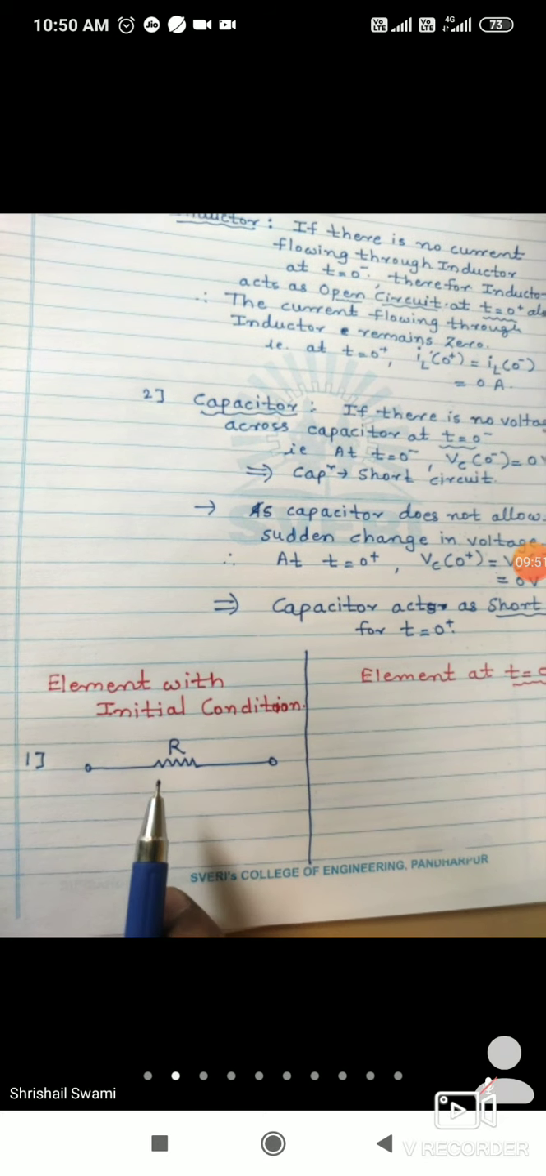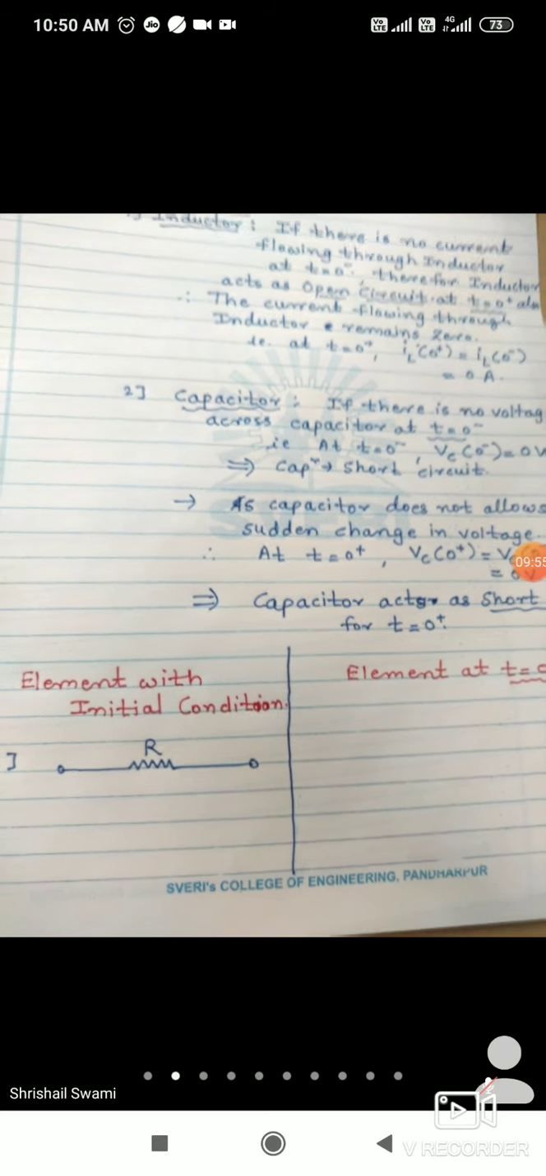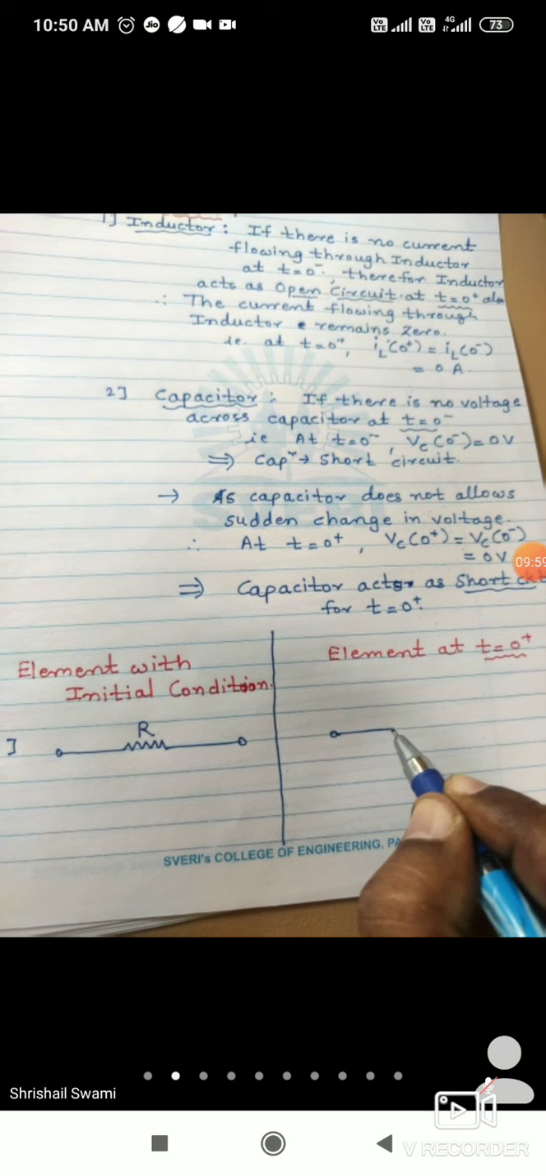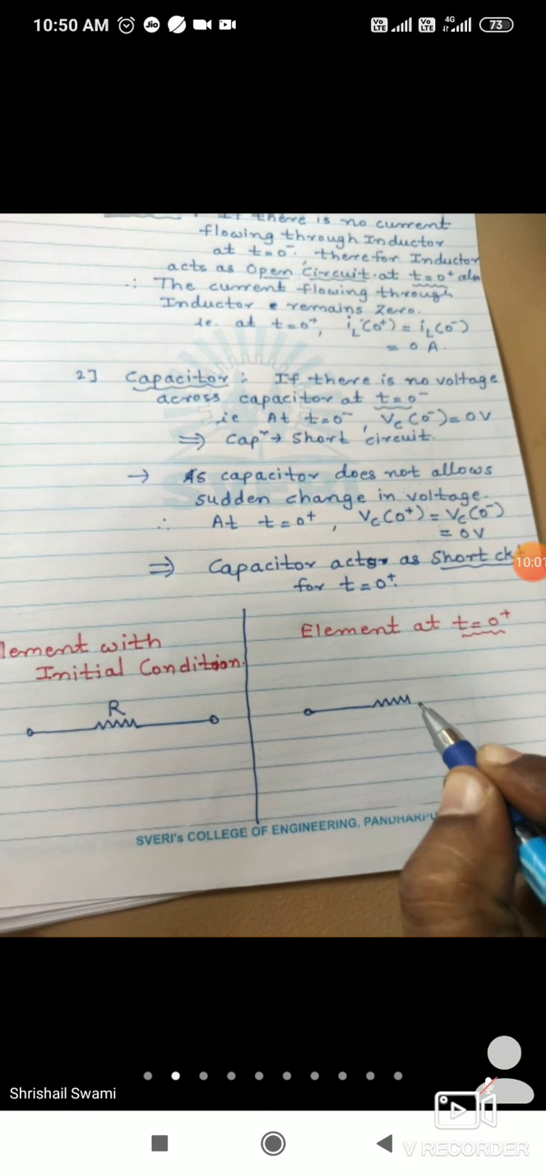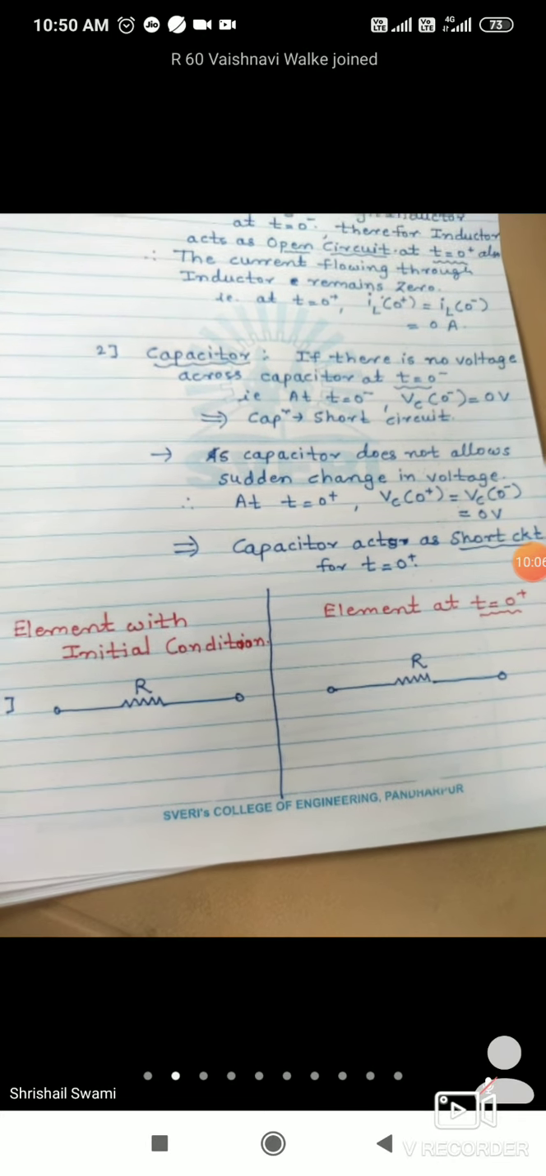So this is the resistor R at t is equal to 0 minus and at t is equal to 0 plus. Whether there will be any change in the resistor? No, it remains always same. So there will not be any change with respect to resistor. It will remain same R.